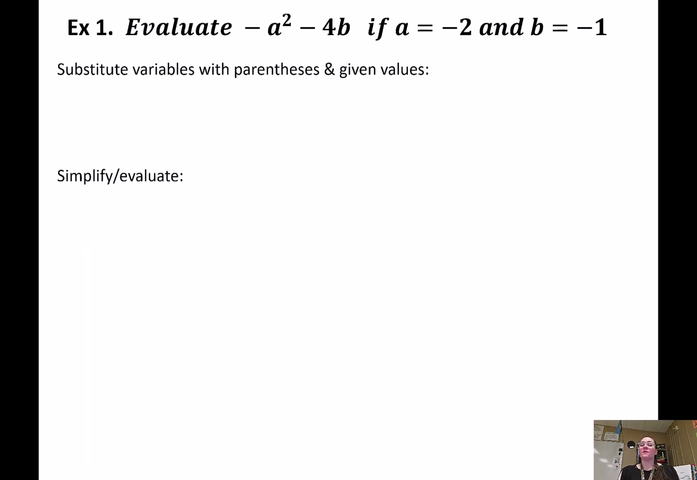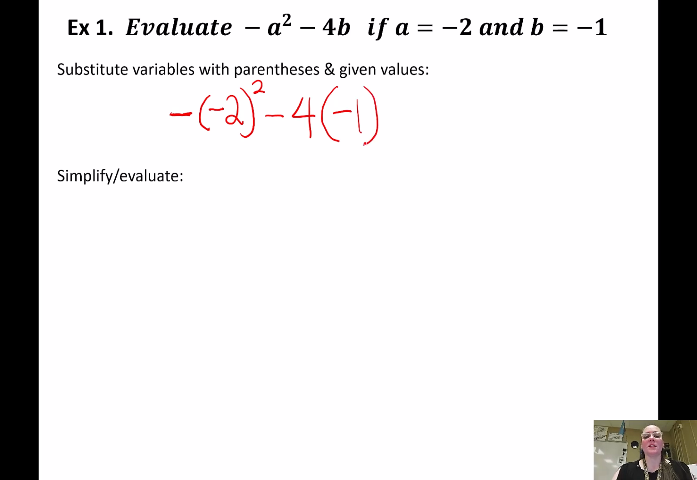All right, so looking at this first example, it says evaluate negative a squared minus 4b if a is equal to negative 2 and b is equal to negative 1. So first thing I'm going to do is substitute the variables with parentheses and the given value. So negative, a is negative 2, squared, minus 4, again parentheses, my b is negative 1. So pay attention there. I did replace a with negative 2 and b with negative 1.